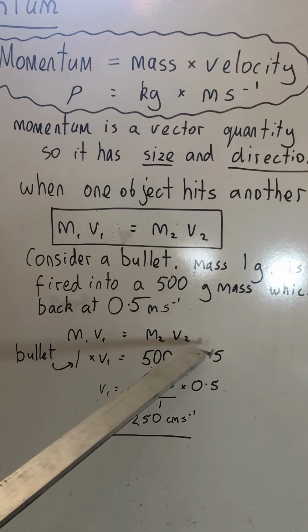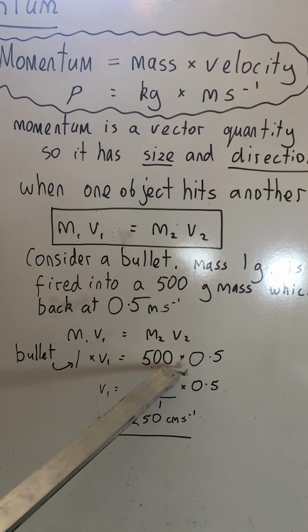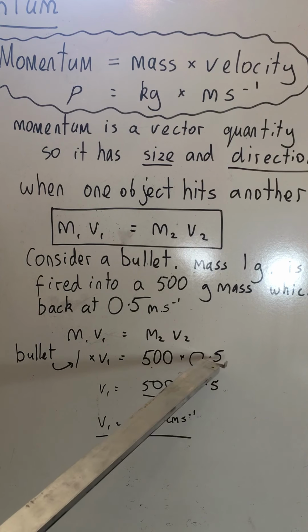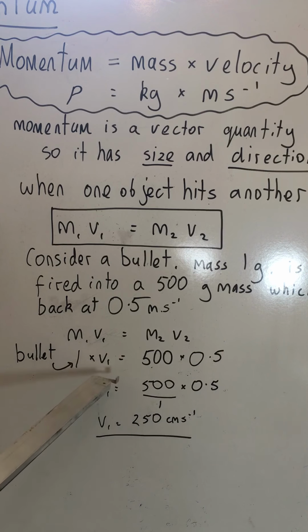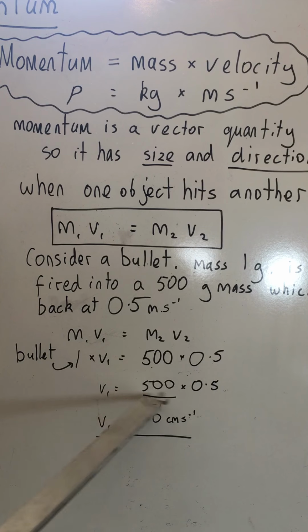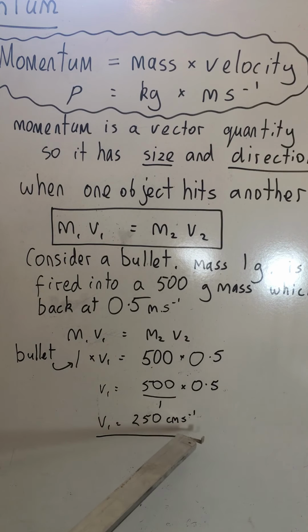M1v1 equals M2v2. So the bullet, that's the 1, times its velocity. We don't know that. It's very hard to measure a moving bullet. A, it's dangerous, and B, you can't see when it's gone. So therefore we're going to try and use this system to work this out. It made a 500 gram mass move 0.5 meters per second. So if I rearrange my equation like I did in the last video, the V1 stays where it is, the 1 will go down underneath. I've moved it just for the sake of argument so you can see it. 500 divided by 1 times 0.5, and that gives you the velocity of the bullet was 250 centimeters per second.